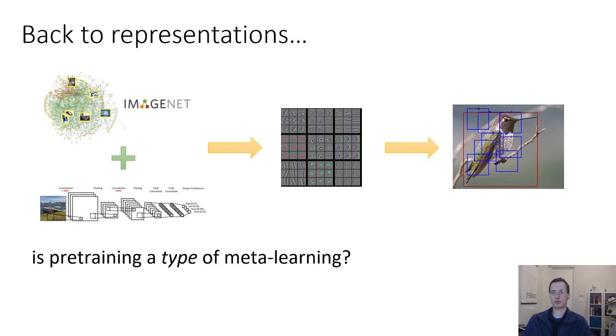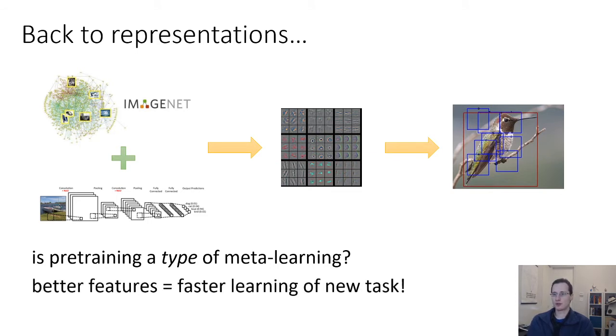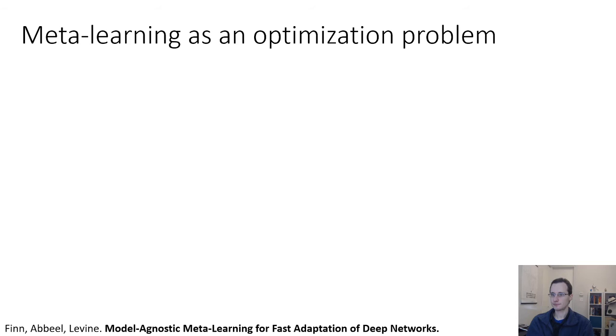So the question we could ask here is, is pre-training actually just a type of meta-learning? It seems to have a very similar formula. You're going to use a very large, diverse prior data set to get something that you can then use to solve visual recognition tasks more efficiently by pre-training and then fine-tuning. Pre-training gives you better features which enable more efficient learning of new tasks. The idea in gradient-based meta-learning is to leverage this recipe, but modify the pre-training phase so that it explicitly optimizes for better fine-tuning. So here's how we can frame meta-learning as an optimization problem.